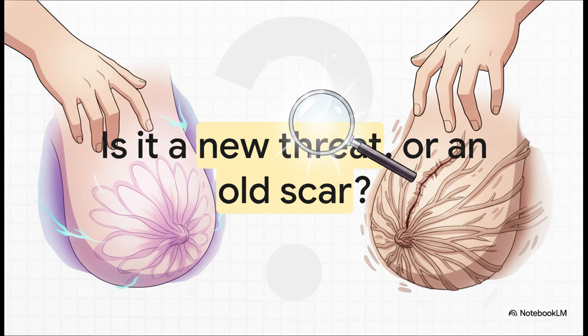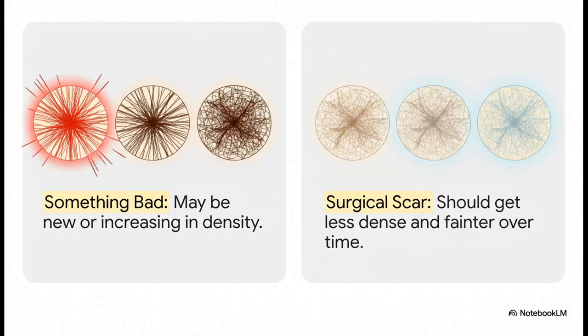Okay, so let's say we've ruled out the optical illusion. We know it's a real distortion. Well, now we have to deal with another really common imposter, a surgical scar. See, any kind of previous biopsy or surgery can also mess with the tissue's architecture. So how on earth do you know if you're looking at a harmless old scar or a brand new active threat? The answer, my friend, is time.